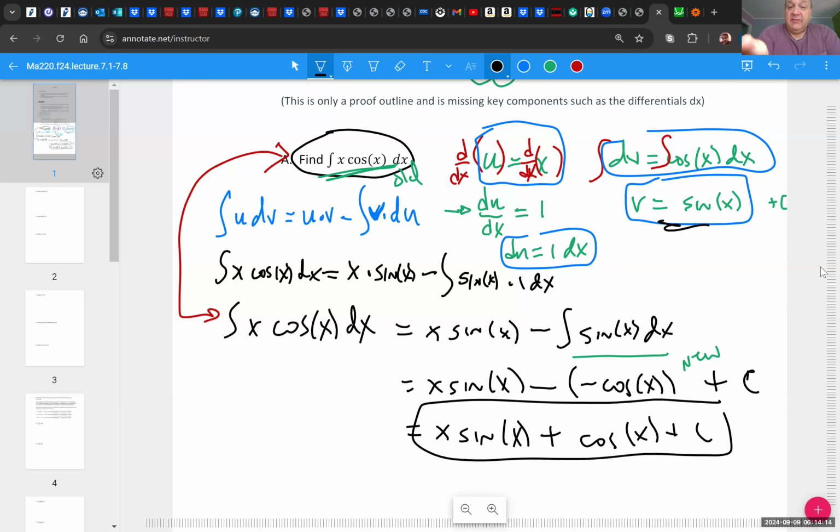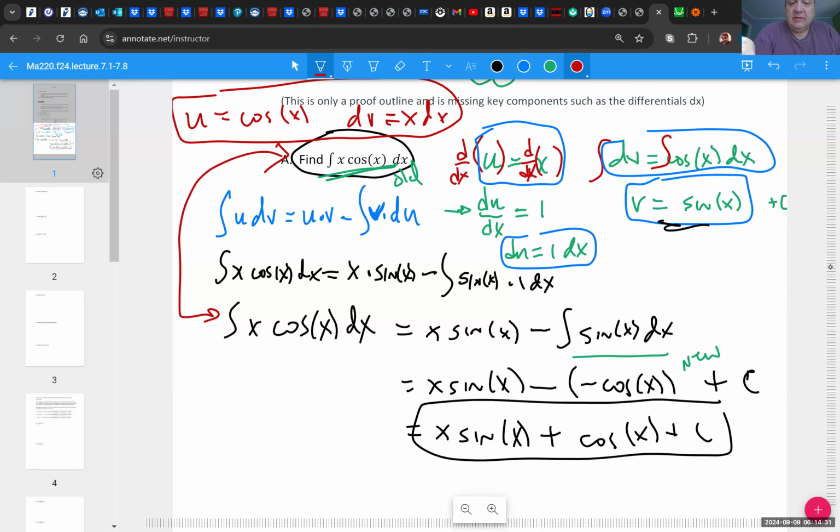Could we have done this by choosing the other way around? Could I have chosen u equals cosine x and dv equal to x dx? I mean, there's no reason why I couldn't split them up in a different way. Will this work? Does this work here?